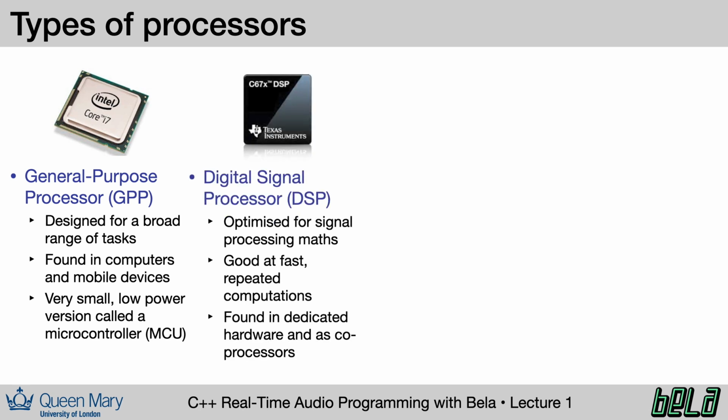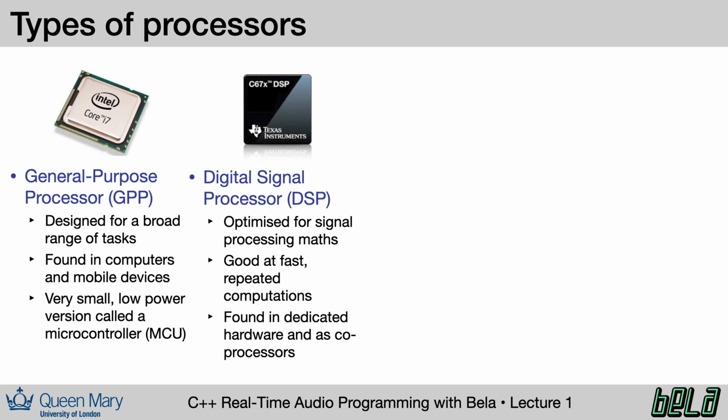We could contrast this with digital signal processors. Now this is distinct from digital signal processing as an activity, and it actually refers to a specific architecture of processor that's very good at doing maths very, very fast, but is perhaps less flexible for other kinds of operations.